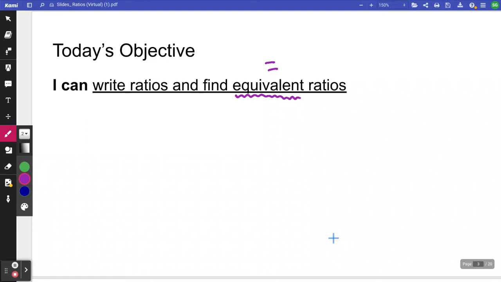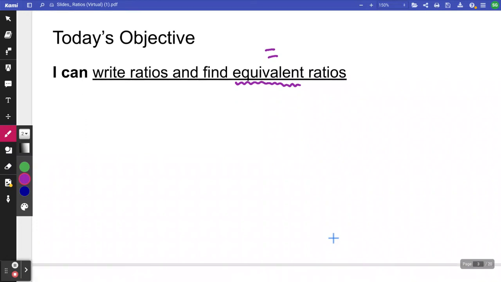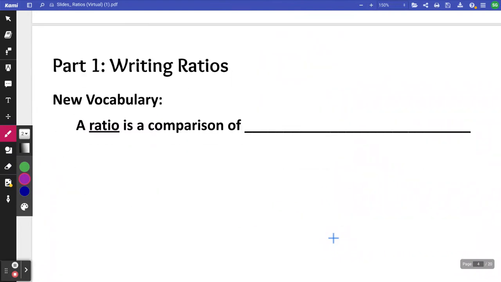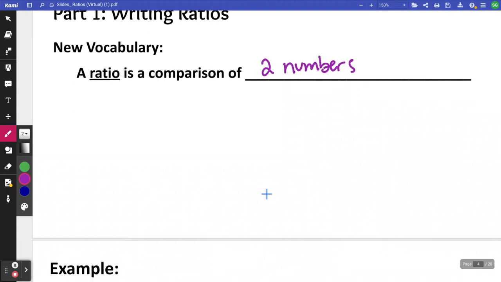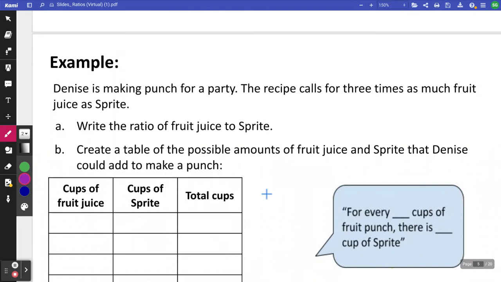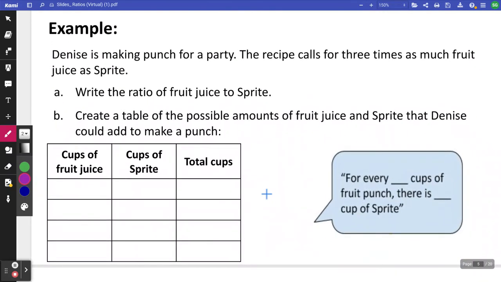To start off, we said we're going to start off with a definition of ratios, since that's what today is all about. So our new vocabulary, and you want to make sure you're writing this down in your notes: a ratio is just a comparison of 2 numbers. A ratio is a comparison of 2 numbers. Now that's our definition, but I think an example helps a lot with what we actually mean by a comparison of 2 numbers. So to start us off, we're going to talk about a recipe and how that recipe relates to ratios. This will be our first example.